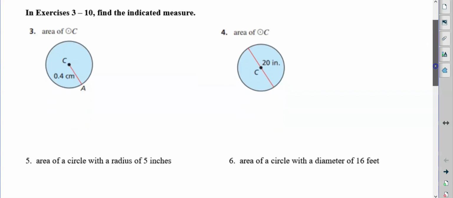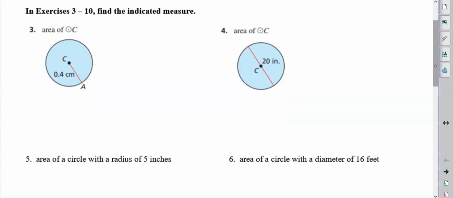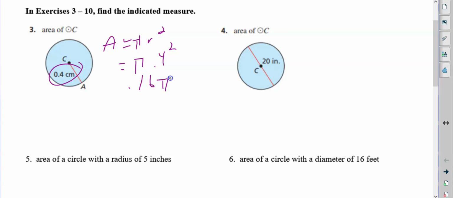All right, 11.2 practice. Find the area of circle C. So again, formula, area equals pi r squared. So we need our radius, which is right here. So that means pi 0.4 squared. So you could actually leave the answer just like this: 0.16 pi centimeters squared. You can leave it that way, unless it says to round the decimal.